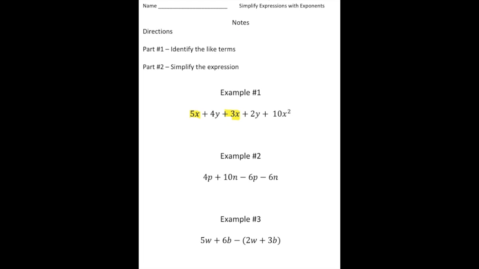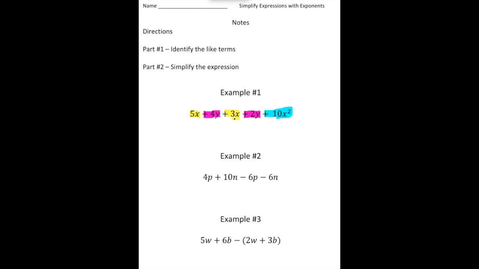Let's pick a different color. Here we have a positive 4y, and here's another y, a positive 2y. Let's pick one last color, because here we have a 10x squared. So we've identified all of the like terms, and now we can combine these.